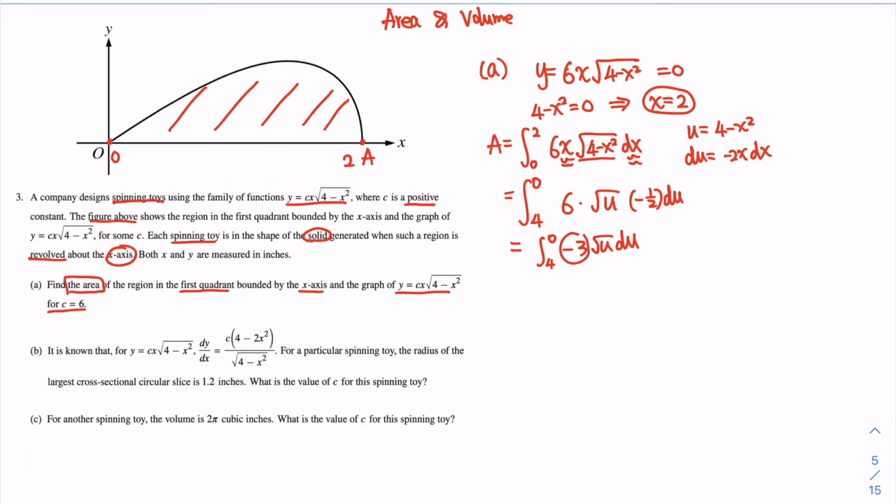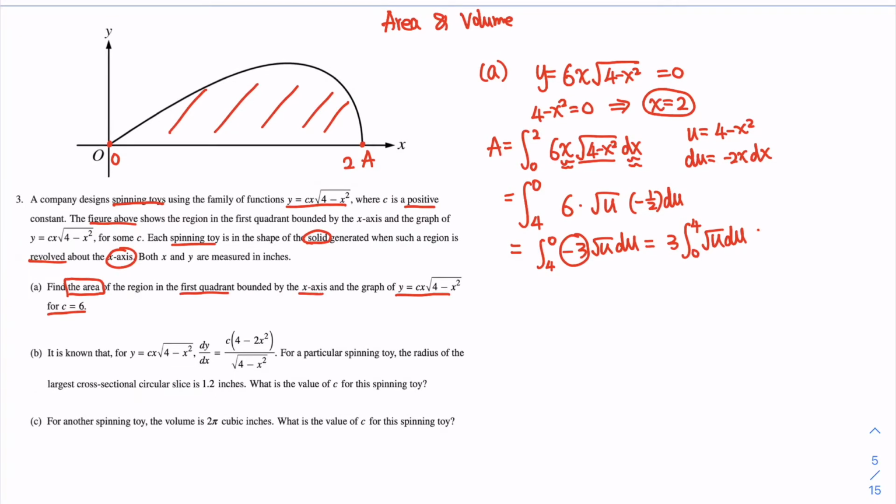So we are going to move this constant out, and we're going to switch the limits from 4 to 0 into 0 to 4. Now we just need to integrate this one. So this gives us 3 u to the 1/2, so it's 2 over 3 u to the 3 over 2. Now we just plug everything in. So it's 2 times 4 to the 3 over 2 minus 0. You can leave your answer like this and you'll get full credit. So this is part A.